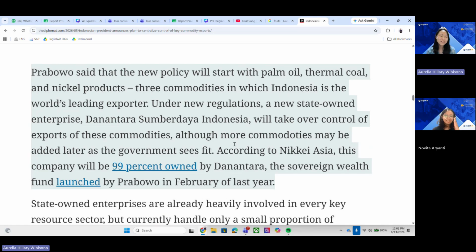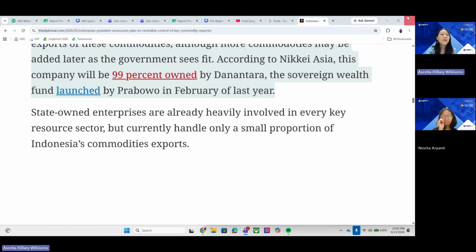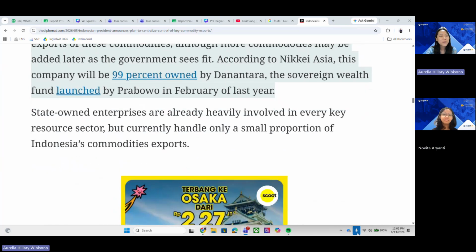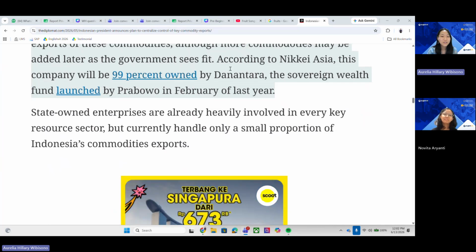Okay, and what kind of products will they take over? Currently they have three commodities that will be controlled. Only three, but it can be added later in the future. Okay. And then, wow, how do you think that being controlled by one organization will be good for the country?